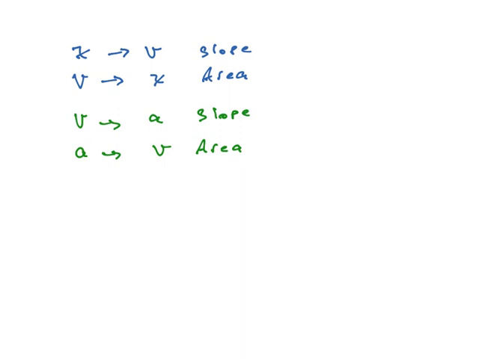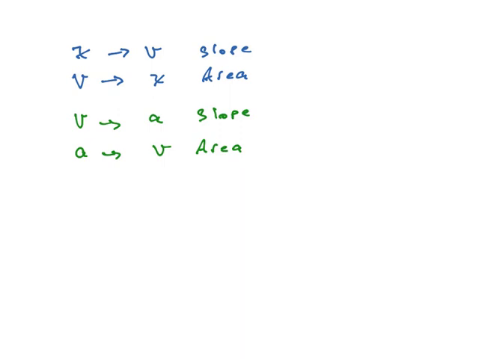The method is identical. If you're given a velocity graph and I say, fill out the acceleration graph, you do just what we did in this first problem. Find the slope for each interval. That slope will tell you the acceleration for that interval.